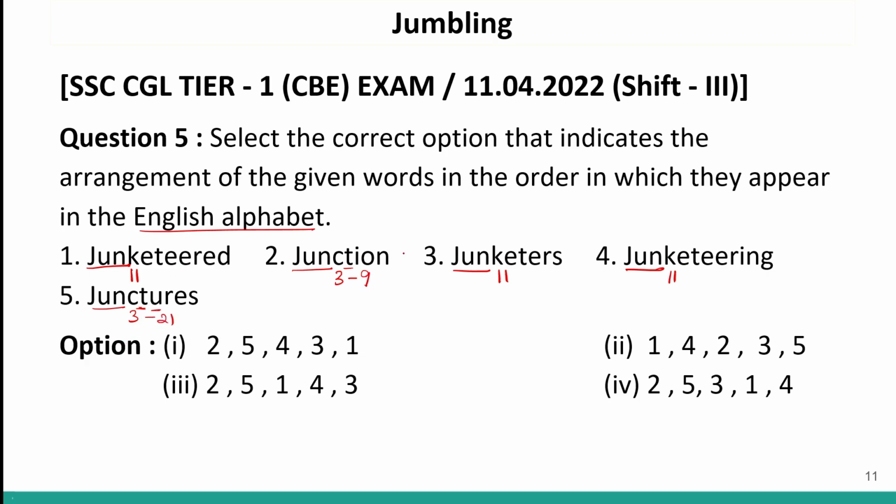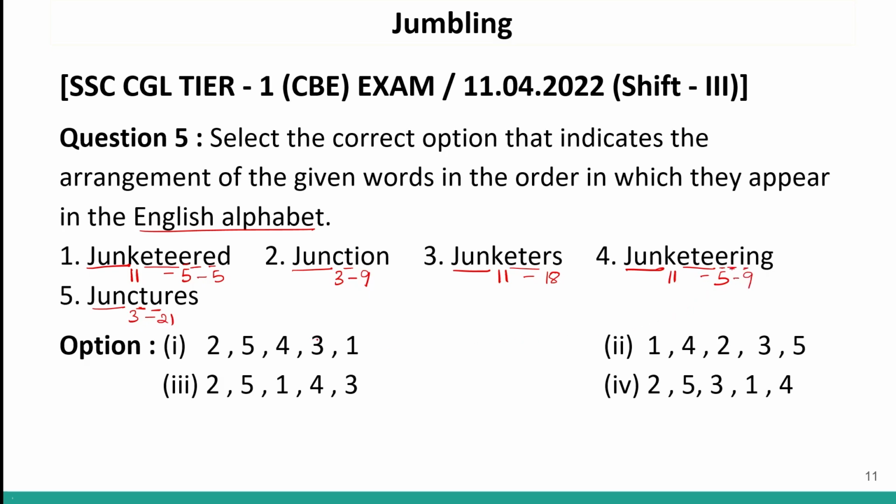Now, between junketeered, junketeers, and junketeering, I can see that ETE is common in all after K. So we'll move on to the letter after ETE. After ETE, we have E, which is 5. After ETE, we have R, which is 18. And over here also, after ETE, we have E, which is 5. Now, in junketeered and junketeering, I can see that the next letter, which is R, is also common. So we will move on to the letter after R. After R, we have E, which is 5. And over here, after R, we have I, which is 9.